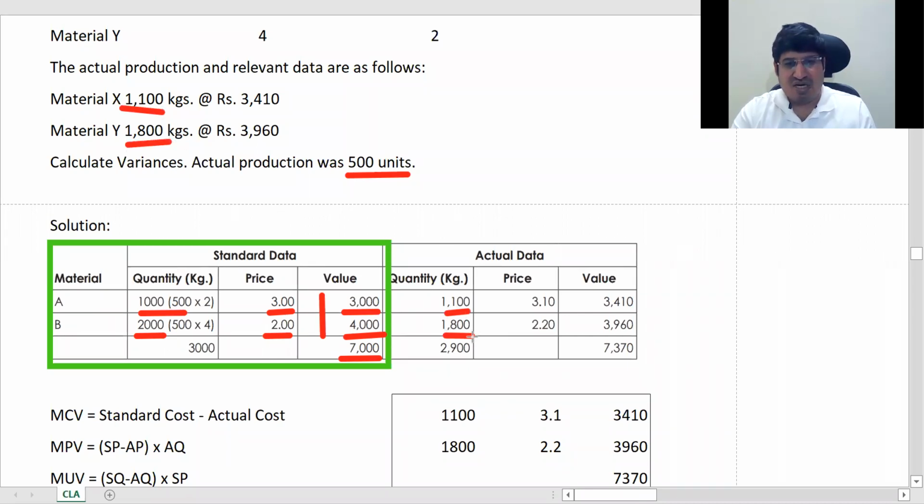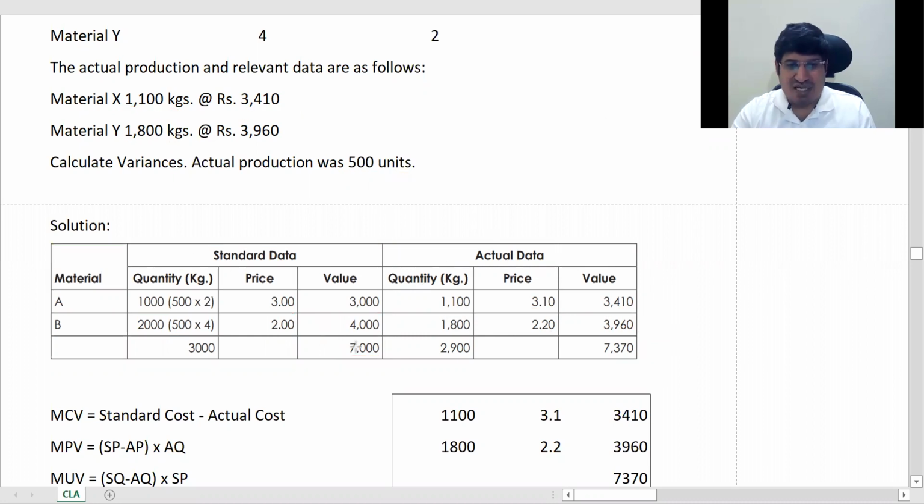ठीक है, ये दोनों डाल दिए, और प्राइस जो है वो will get do 3410 upon 1100, वो करेंगे, तो you will get 3.10. Similarly for this, और ये वैल्यू डाल दिए सेम. Okay, so you get total here this. So अब हमको दोनों मिल गया. We have got, हमने डेटा को ऐसे अरेंज किया है that this is standard and this is actual.